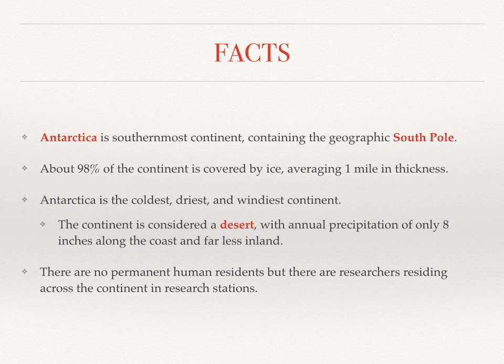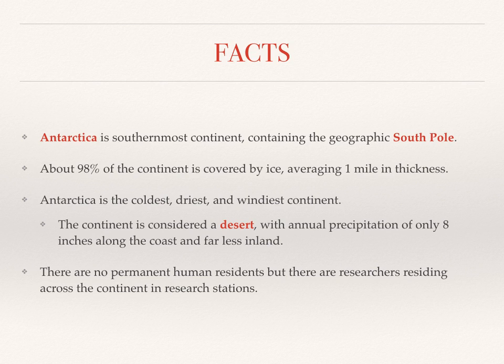Antarctica. Facts. Antarctica is the southernmost continent. It contains the geographic South Pole. About 98% of the continent is covered by ice, which averages about 1 mile in thickness. It's the coldest, driest, and windiest continent.